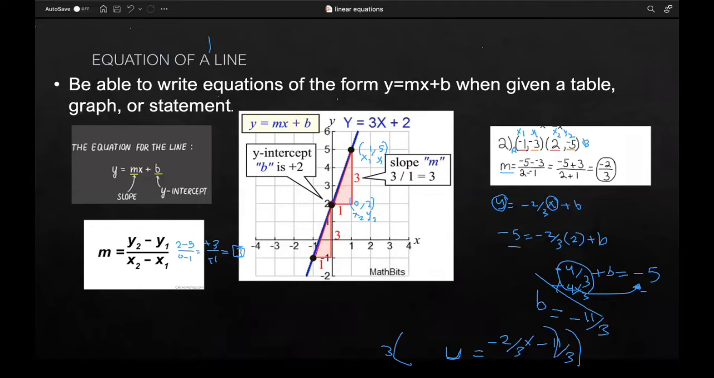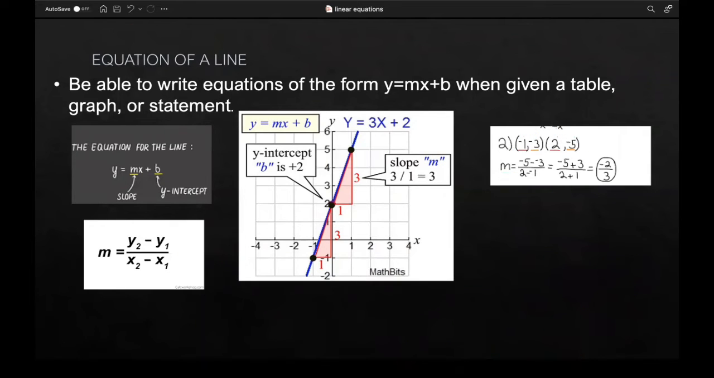beside the y. So you get the point. I guess the mouse is not working anymore, but hopefully you got the point. Okay. So moving on. Okay, apparently we cannot move on.